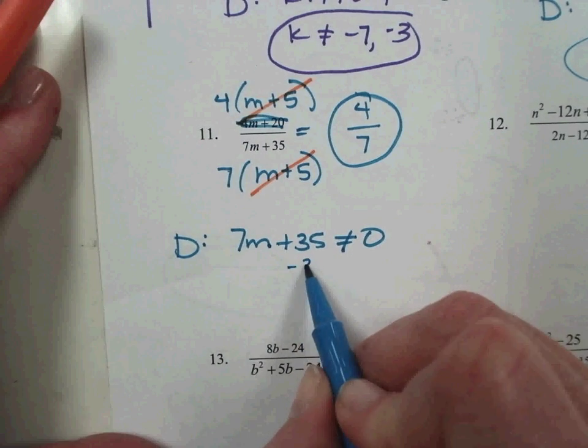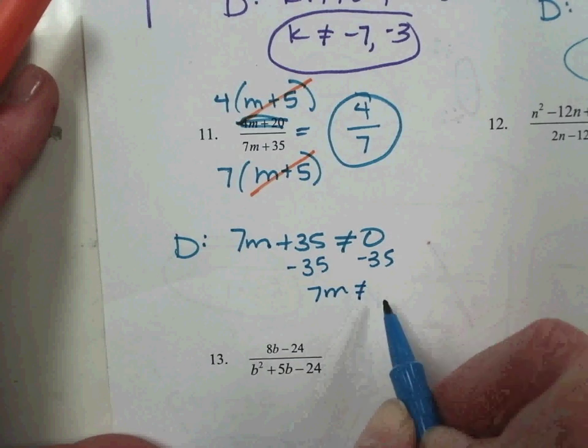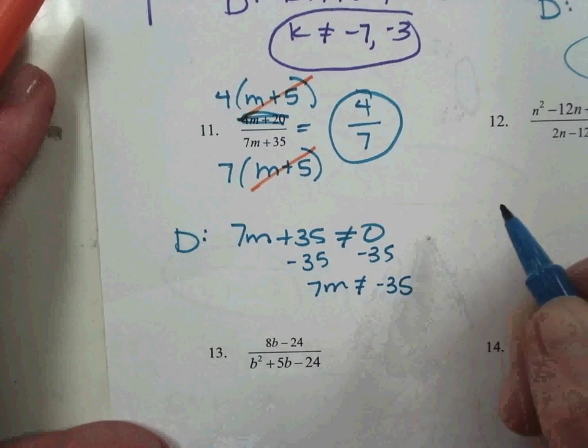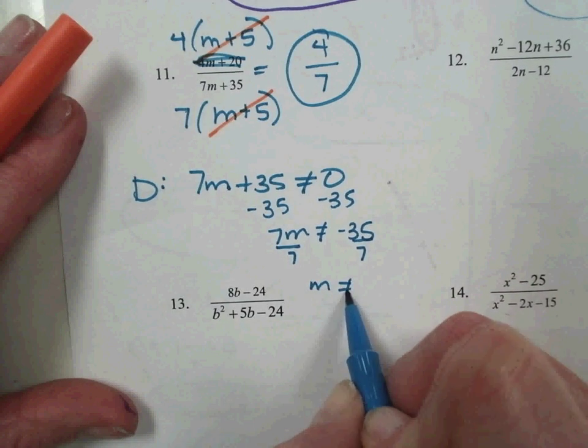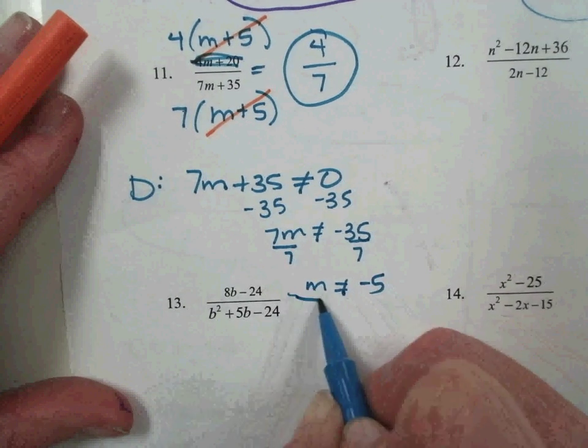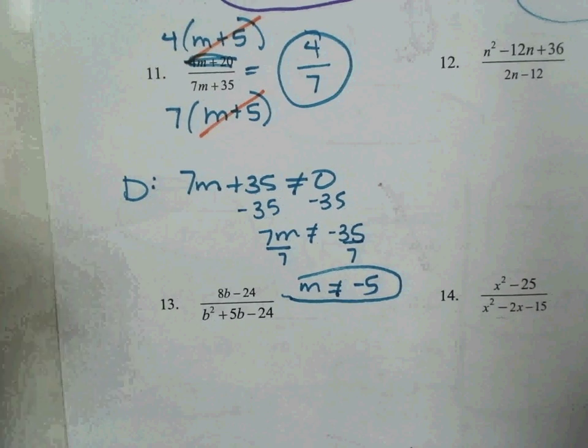And then you do 7m can't equal 0. Subtract 35 from both sides, so 7m can't equal negative 35, and divide both sides by 7. So m cannot equal negative 5. And that's your domain for number 11.